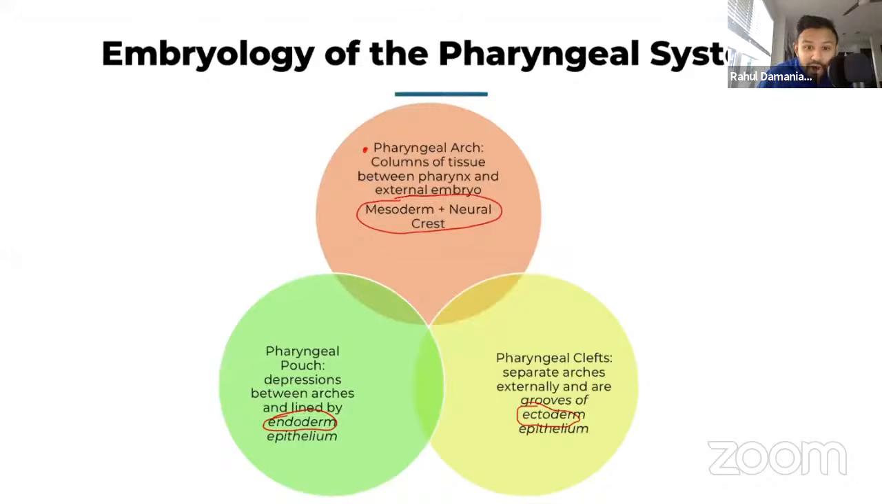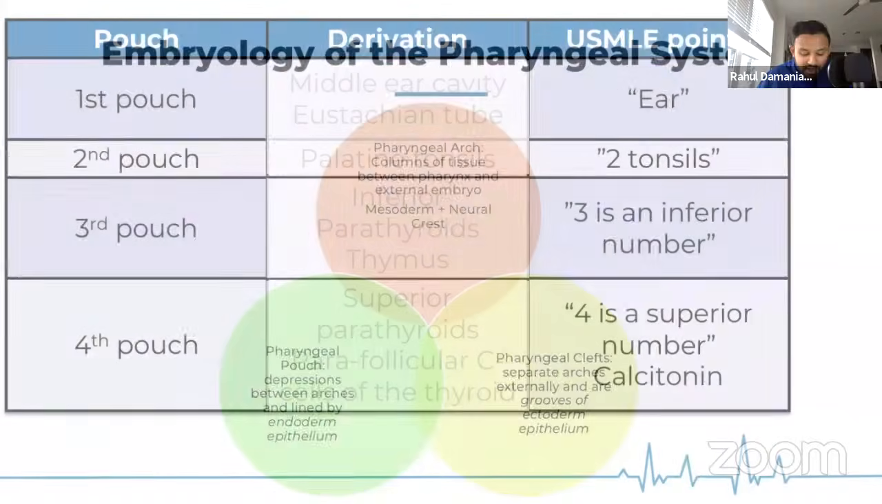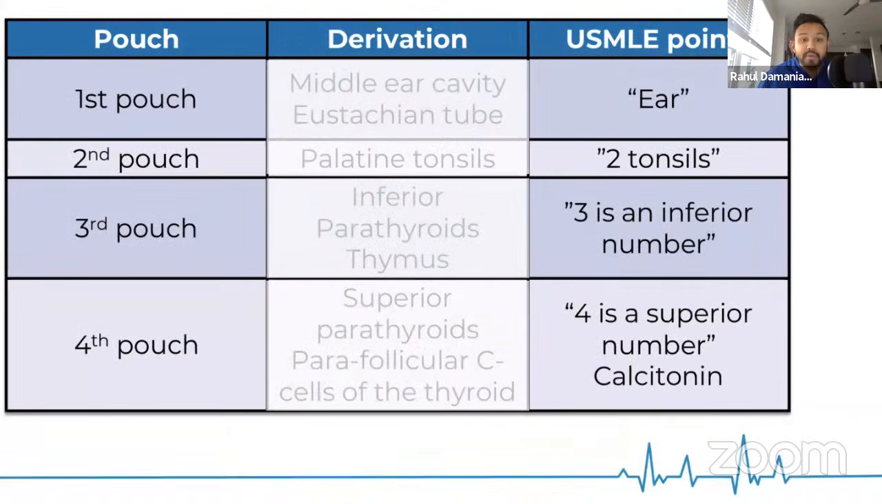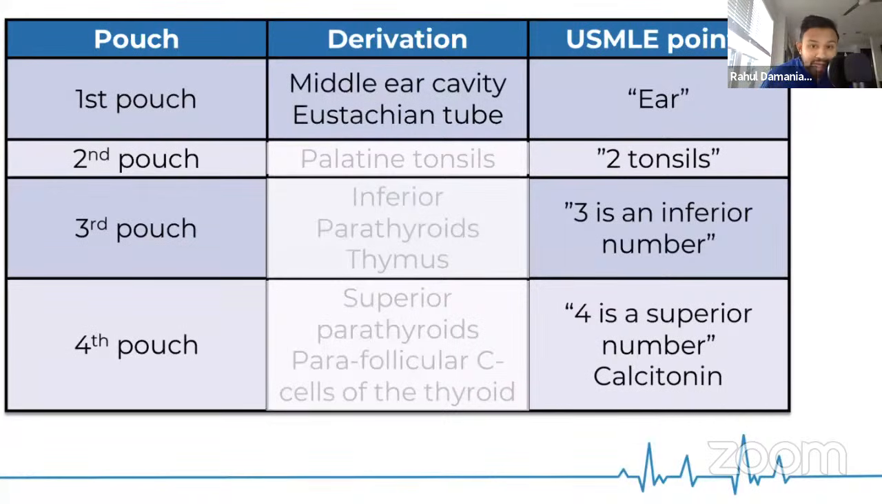So what we are going to do is talk a little bit about the pharyngeal pouches. Now, what germ cell layer are they from? That is going to be endoderm. Very important for you to recognize. So here we are going to go through the first pouch. The first pouch gives rise to the eustachian tube and the middle ear cavity. One of the mnemonics that I'm going to use is ear. Ear is related to the first pouch.